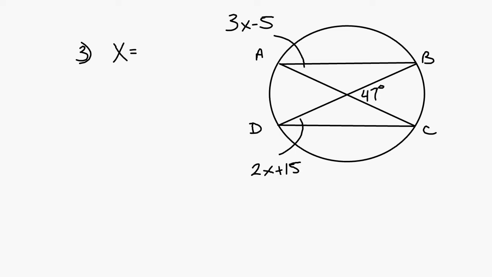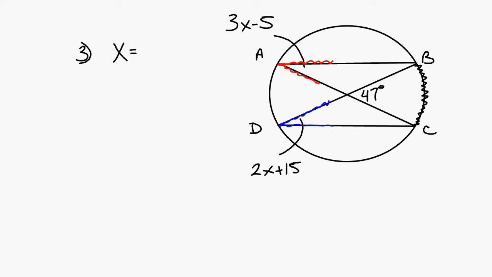The 47 degree angle is a decoy. Okay? Both angles, red angle and blue angle, they both intercept the same arc. They both intercept arc BC. So if the two inscribed angles intercept the same arc, then they're equal to each other.